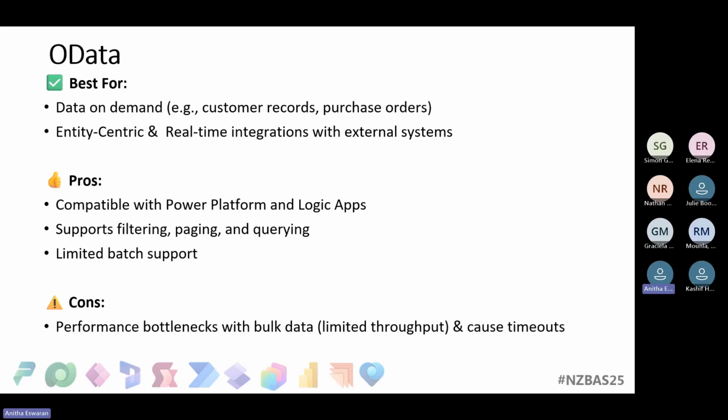The cons here are some performance bottlenecks. When you have bulk data, you might end up in throttling. Here you have something called a throttling window. You will be able to send a maximum of 6,000 records in an hour window. If it crosses more than 6,000, there will be a performance impact and the system will end up in a throttling effect, where you will not be able to read, write, or fetch anything from the system. So in this case, OData is not suitable for bulk input.